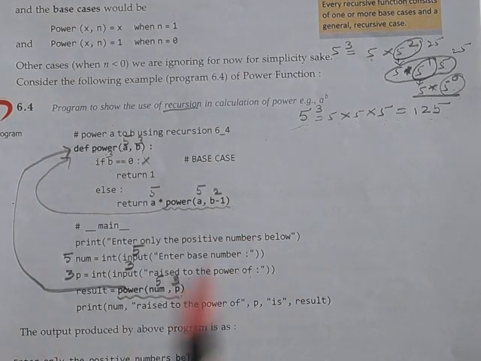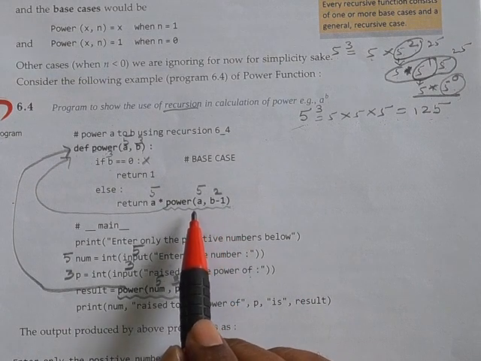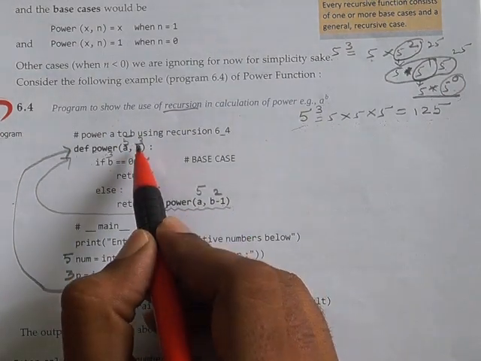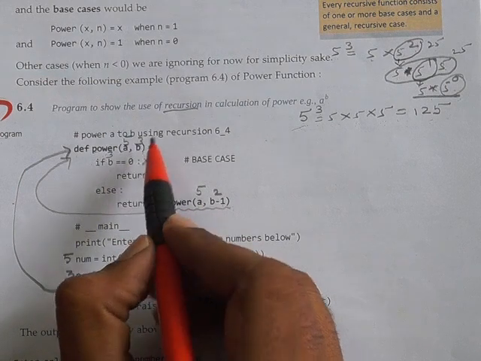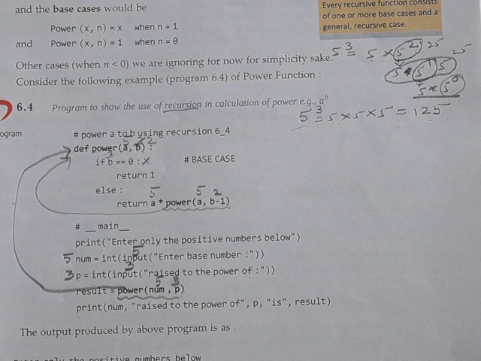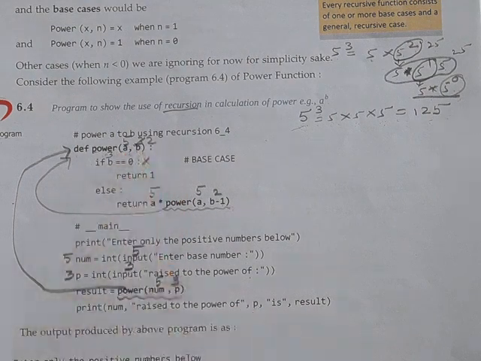Okay, so now what will happen? This program is trying to find the answer of 5 power 2. What is the value of 5 power 2? Now listen, the value of B will be changed to 2. Okay, so A value is 5 and B value is 2.